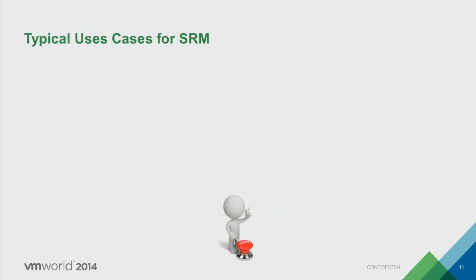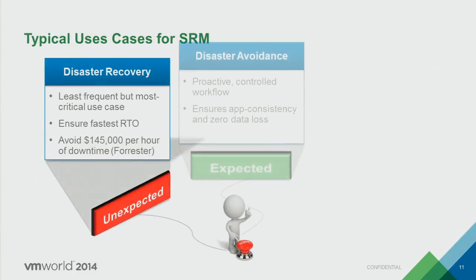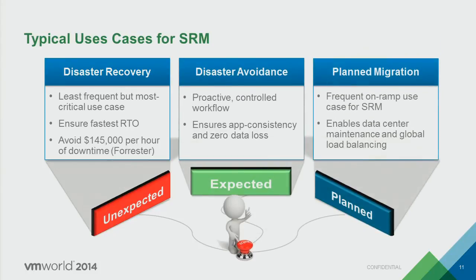So it allows us, first and foremost, to do disaster recovery. If we have a failure at a site, we can bring that environment over to another site in a controlled, tested, sequenced fashion. But thankfully, disasters are fairly infrequent. So what we actually see is that most of our customers are using it for these two other types of use cases. Disaster avoidance. We understand that something is going wrong in the environment or may go wrong in the environment at some point in the future.